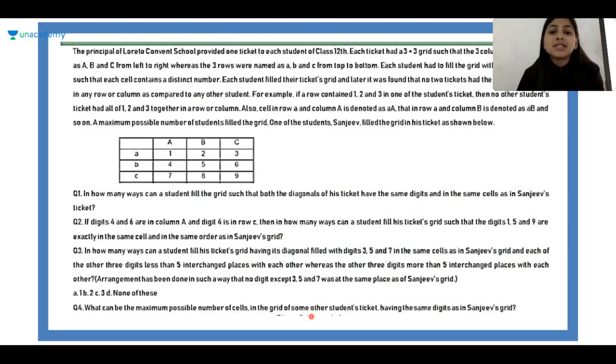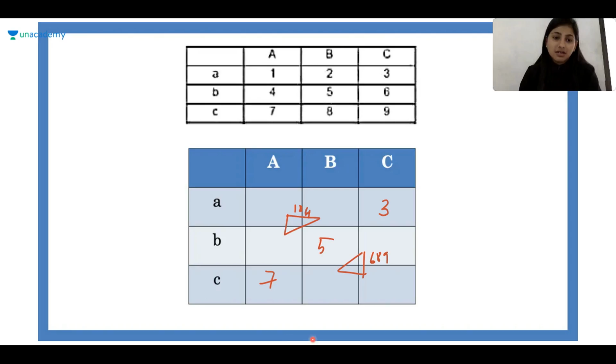No digit was in the same place as in Sanjeev's grid except 357. So what we can say is this box cannot contain 1, this cannot contain 4, 2, 6, 9 and 8. These boxes cannot contain these specific numbers. Then if 2 cannot be here, 2 can only be in one of these 2 boxes. 4 can only be in one of these 2 boxes. 1 can only be in one of these 2 boxes.